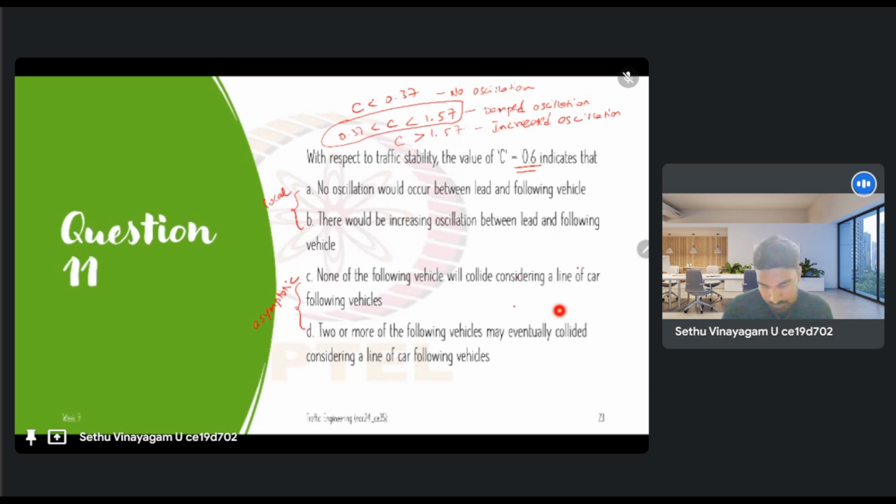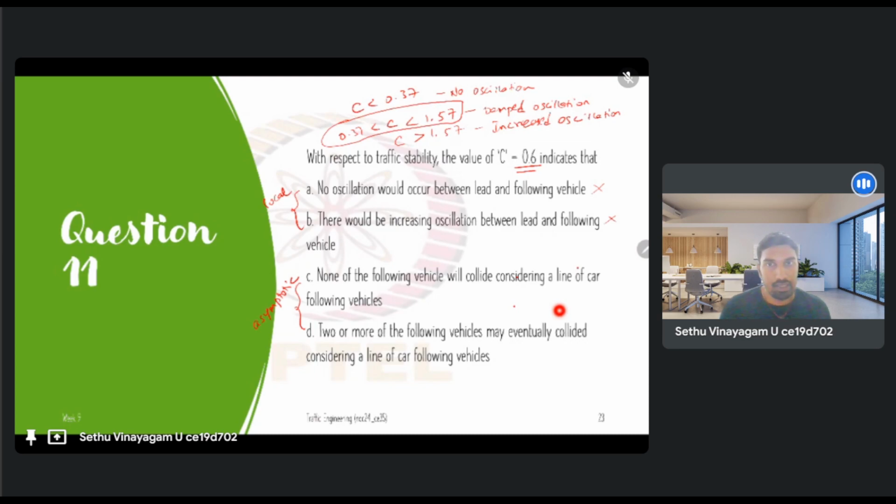So option A is incorrect because it says there is no oscillation. That is not the case. There will be some oscillation. And B says the oscillations will keep on increasing with time. That is also not correct because this is damped oscillation. It will not increase, but it will reduce with time. So both options A and B are incorrect.